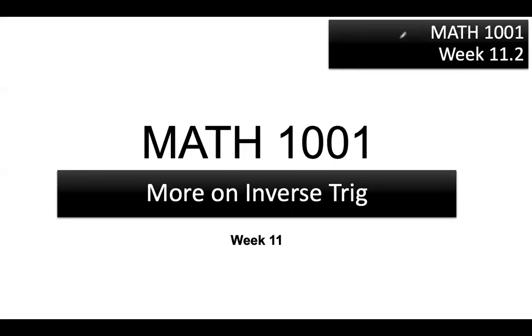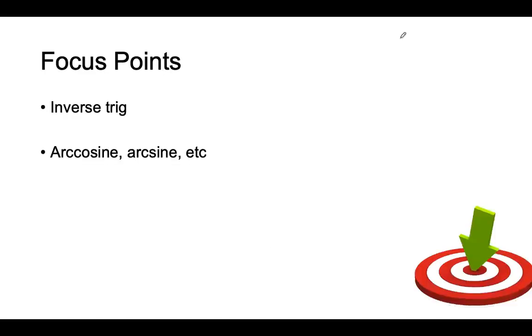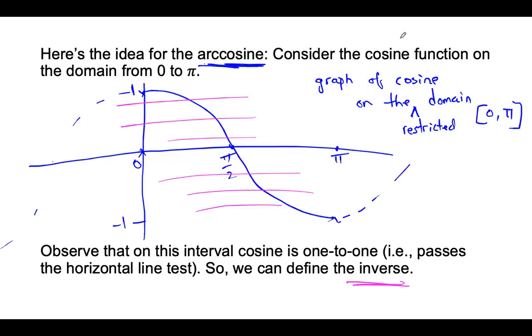So we're going to talk more about trig, and inverse trig is what we're going to be covering. Inverse trig, arc cosine, arc sine, these types of properties are what we're going to be speaking about today. So let's remember what we were previously doing, since it's been a little bit.